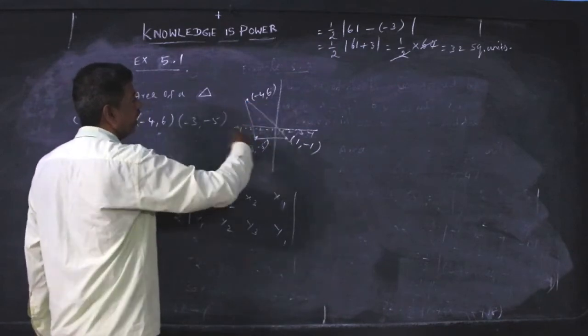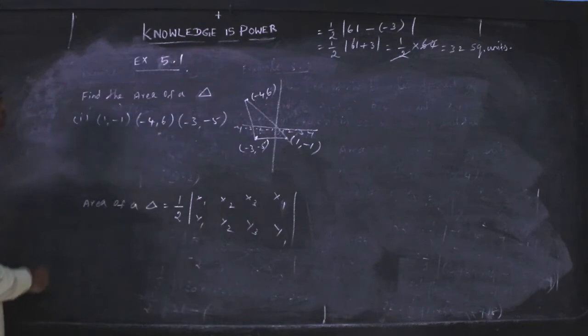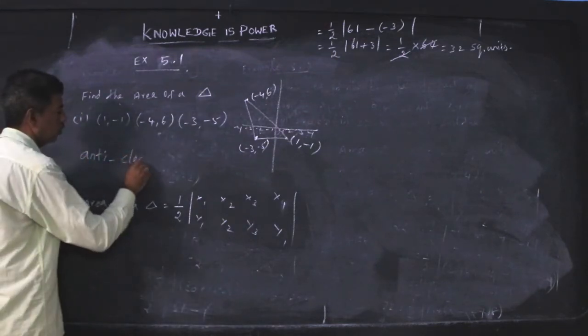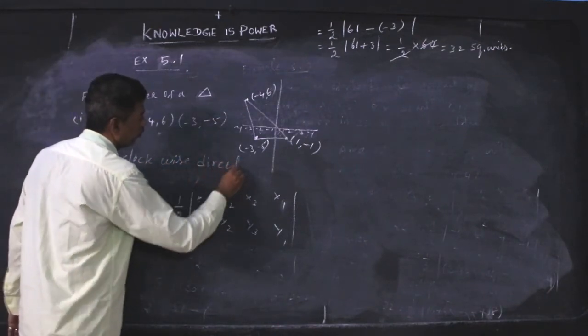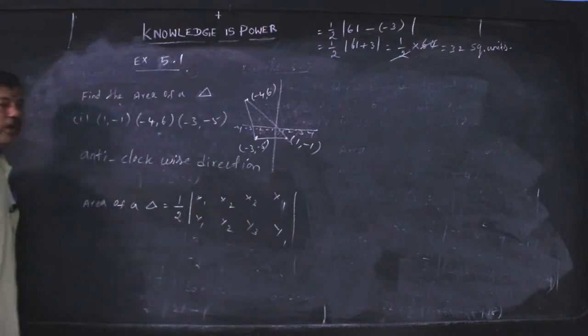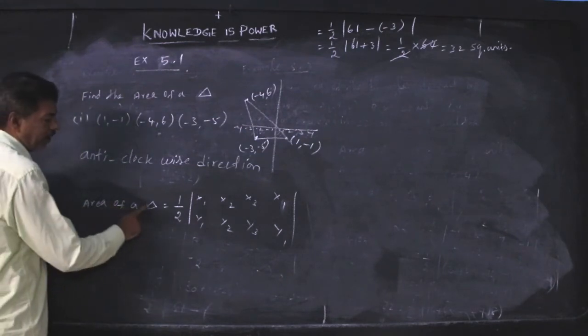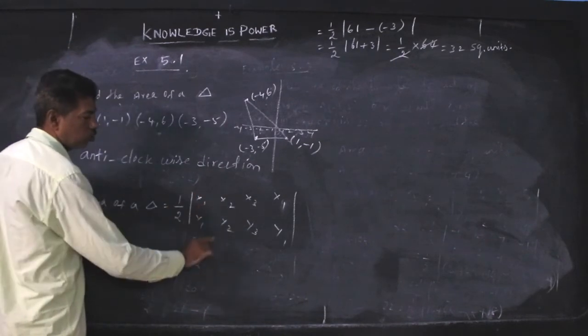In the same way we have to take the opposite direction, anticlockwise direction. The points should be taken in anticlockwise direction. So now we follow that. Area of a triangle is equal to half into x1, y1, x2, y2, x3, y3.